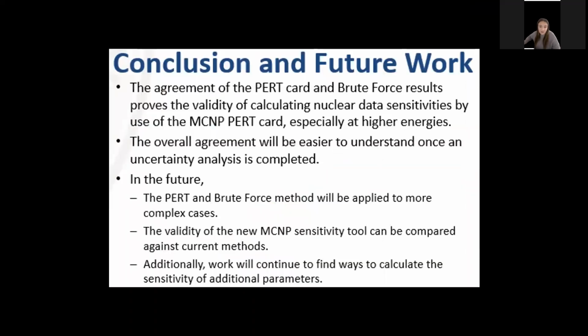In conclusion, I think that the agreement of the PERT card and the brute force results prove the validity of calculating nuclear data sensitivities by the MCNP PERT card, especially at these higher energy ranges. I think the overall agreement will be a lot easier to understand once I've done the uncertainty analysis, which is definitely one of my next steps.